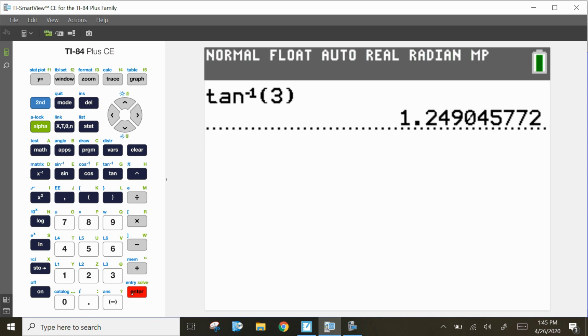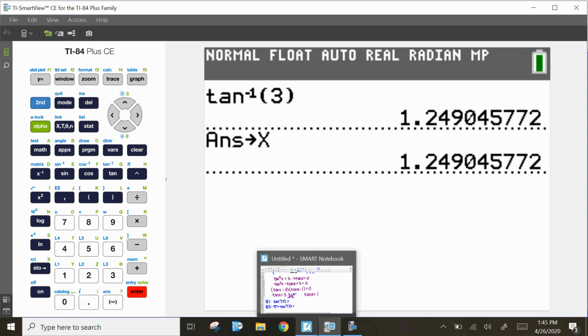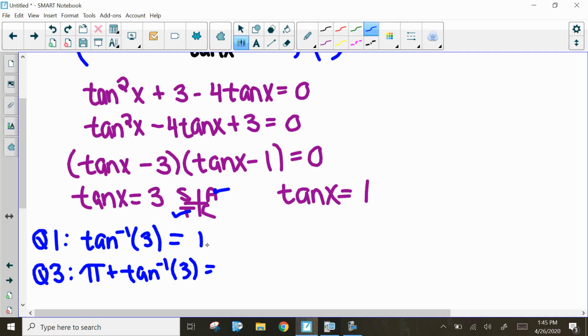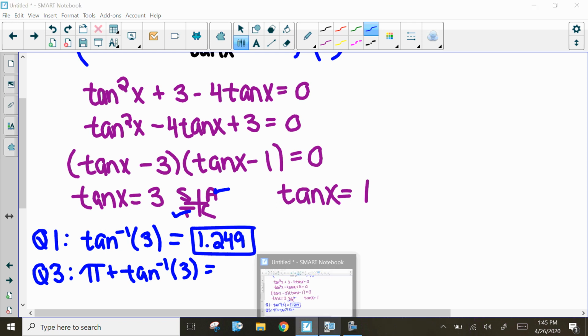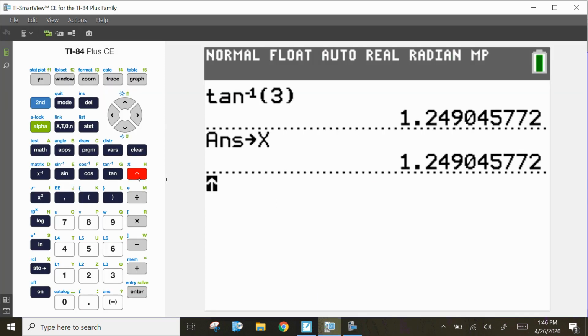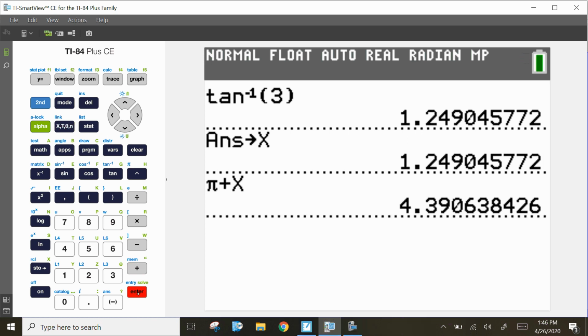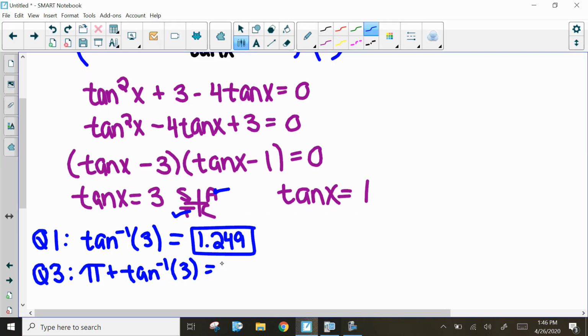Okay, so 1.249 is my answer for quadrant 1. I'll store that as x. 1.249. Okay, and in quadrant 3, I'm going to do pi and add on x. That gives 4.39.